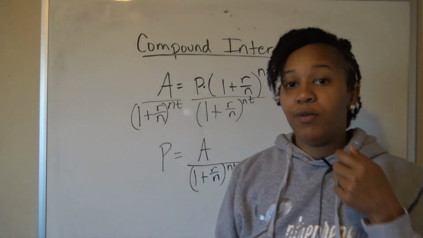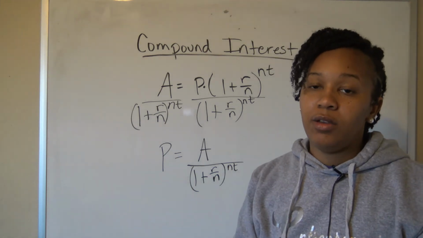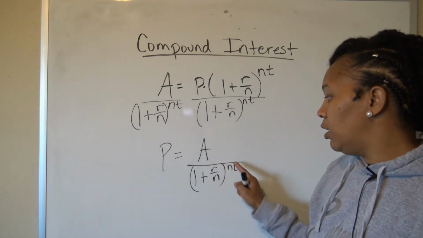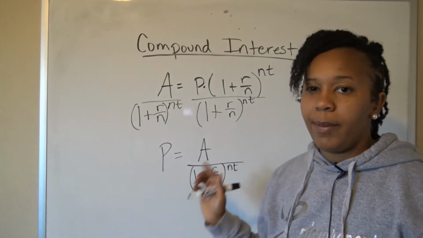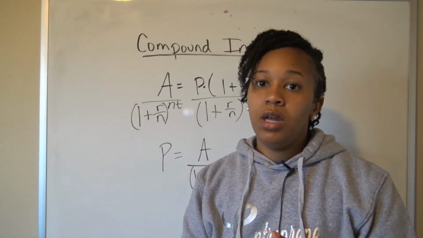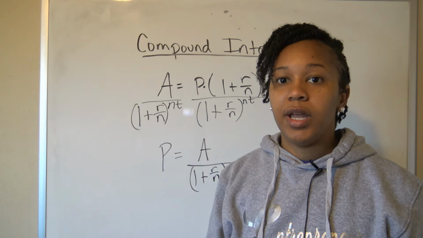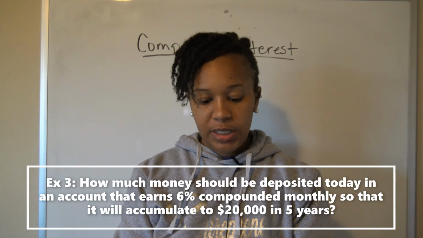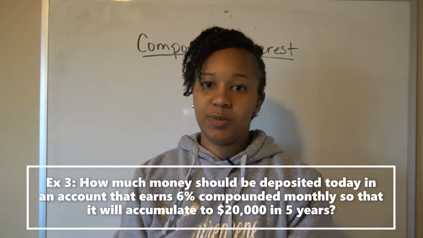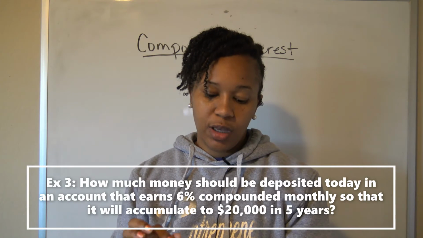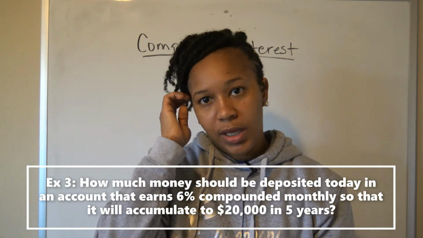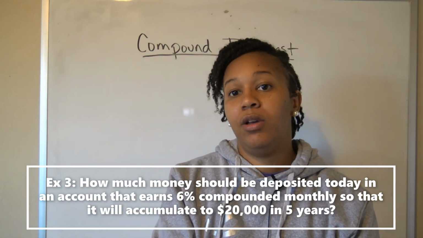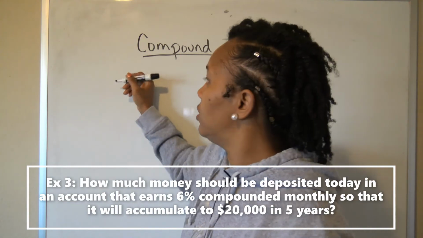That's the formula that will solve for the present value, meaning how much you can deposit now to have a certain future value if you know all of these other conditions: the interest rate, the number of compound periods, and the time that you want that money to sit in there. Let's look at an example using this. For example 3, you want to figure out how much money should be deposited today in an account that earns 6% compounded monthly so that it will accumulate to $20,000 in 5 years. The key is, how much money will you have to deposit today? That means you're looking for the present value, so we are trying to solve for P.